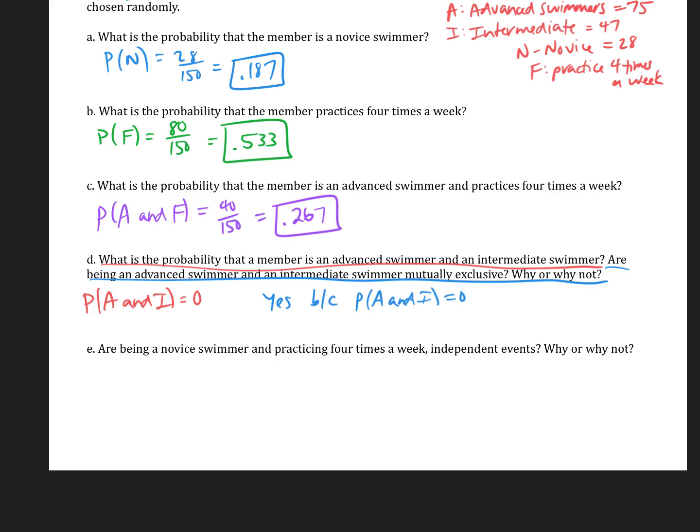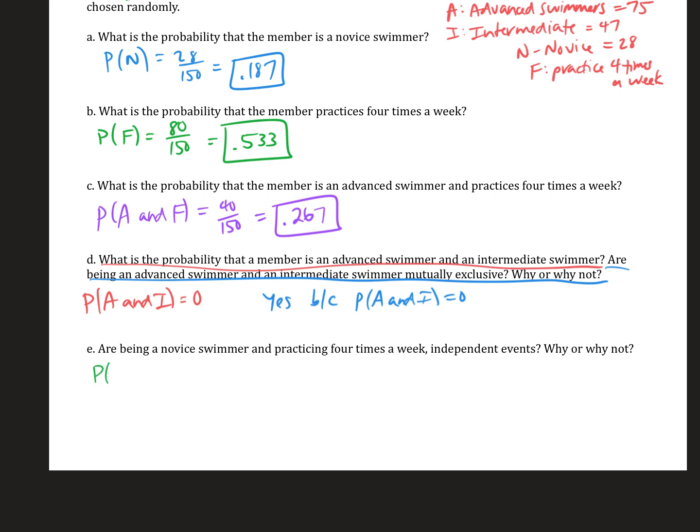If on that one you said yes because you can't have both and therefore that probability is 0, I don't care how you justify. Just make sure that in some way you're indicating that right there, because that's part of the definition of what it means to be mutually exclusive, is that the intersection is 0. Are being a novice swimmer and practicing 4 times a week independent events? How do we find that out?